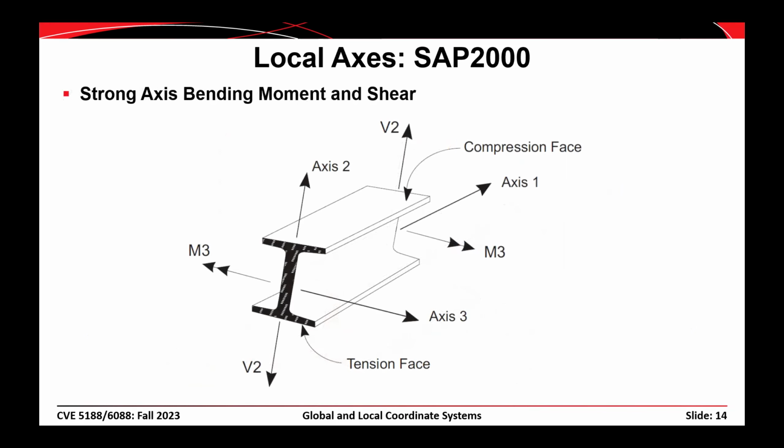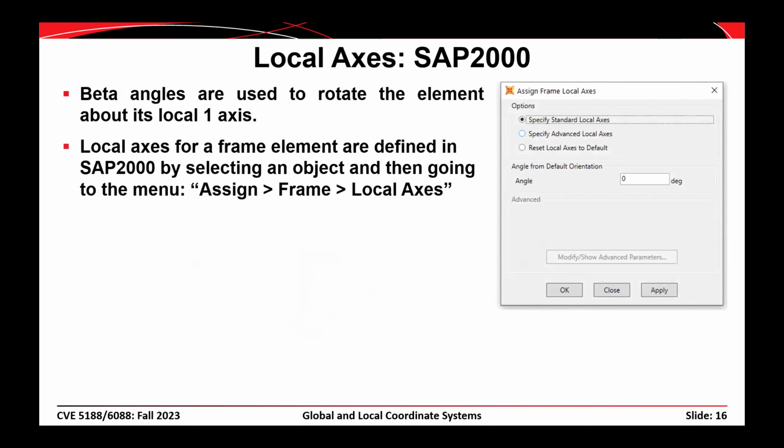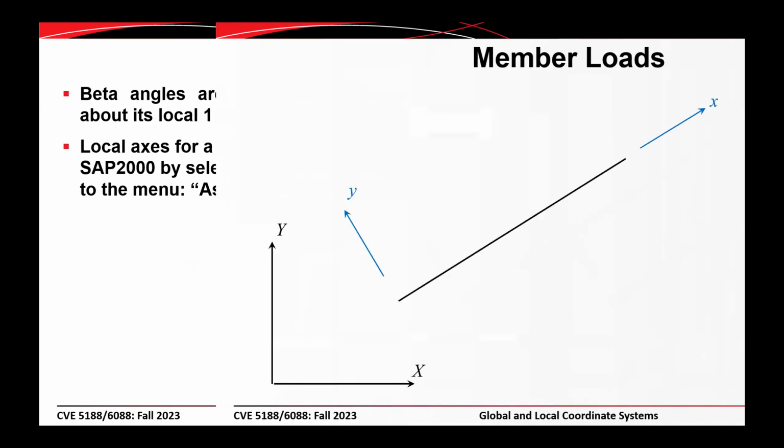If you look at strong axis bending and shear, here's the sign conventions for that. So you're looking at M33, I'm sorry, M33 and V22. And then you could look at weak axis bending and shear, and you're looking at M22 and V33. All right, and then so the beta angles are used to modify. We've already talked about that, so you can designate that angle from the default.